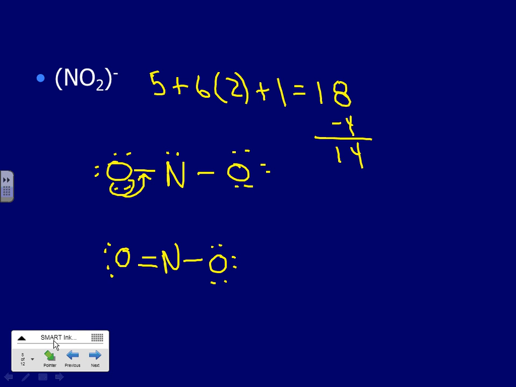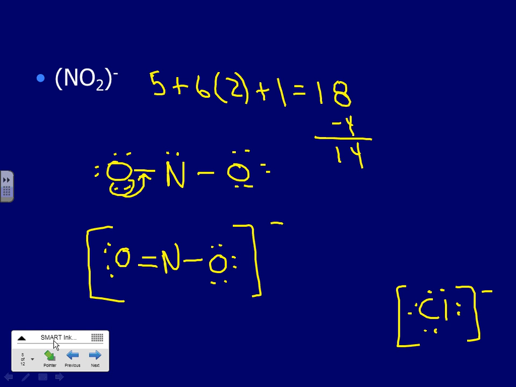What do I have to do to complete it? Yep, square brackets and the charge on the outside. All right? That's exactly like we did when we had the ions. Remember when we did the ions and we made a simple chloride ion and we put the brackets around it? That's the same thing. I have to put square brackets and a charge around it.